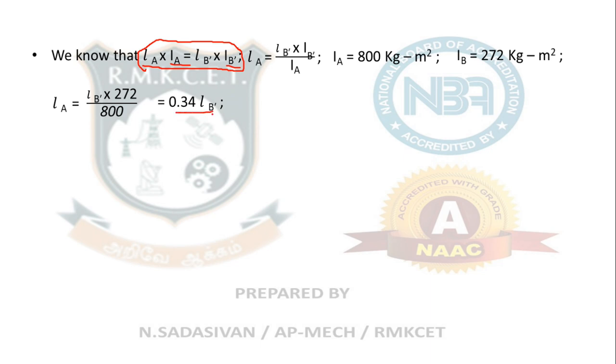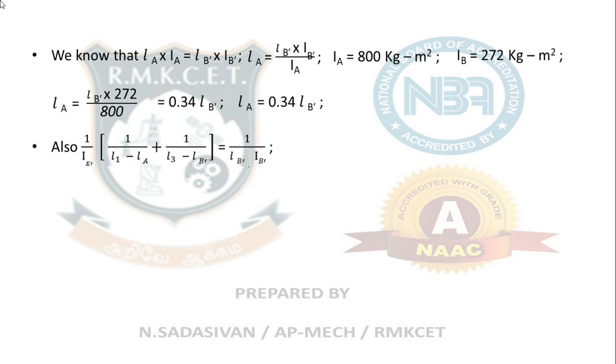So LA equals 0.34 LB dash. Wherever you have LA, you are going to substitute LB dash there. You are going to eliminate LA out of the calculation. So LA equals 0.34 LB dash. This is the 3 rotor configuration.